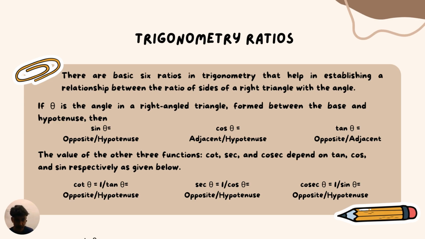The values of the other three functions, cot, sec, and cosec, depend on tan, cos, and sin respectively, as given below. Cot theta equals 1 over tan. Sec theta equals 1 over cos. Cosec theta equals 1 over sin. That's all from me, and I will pass to Faris.